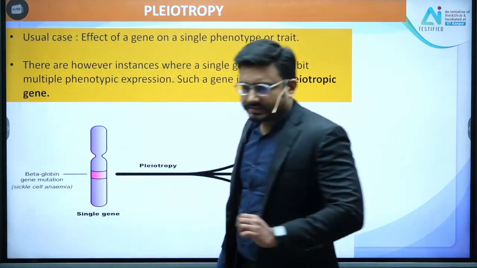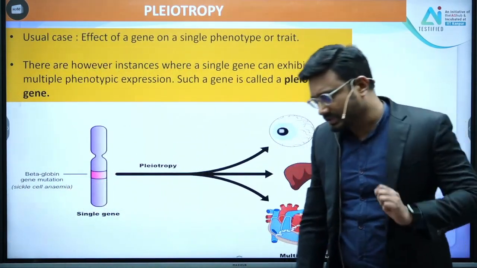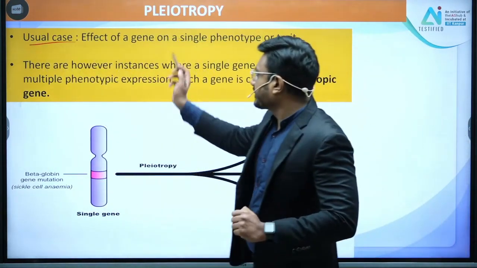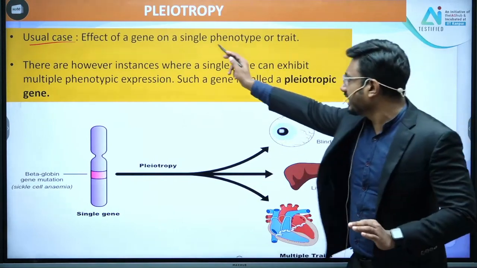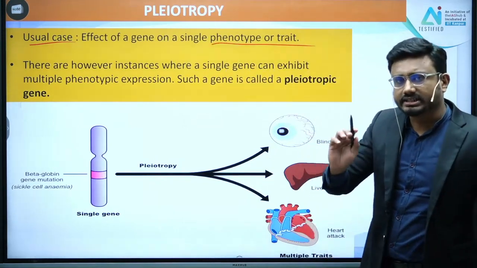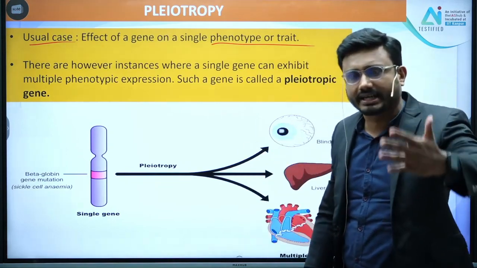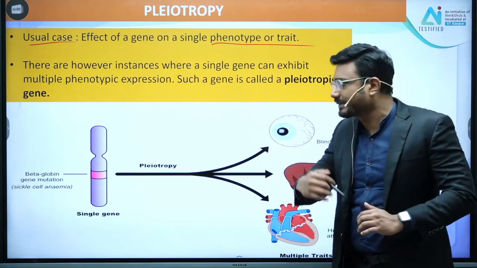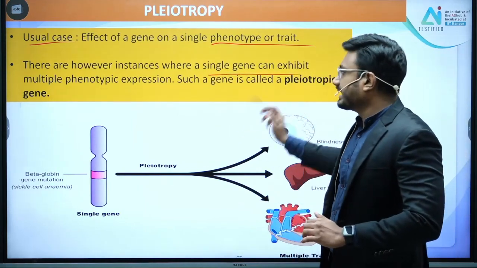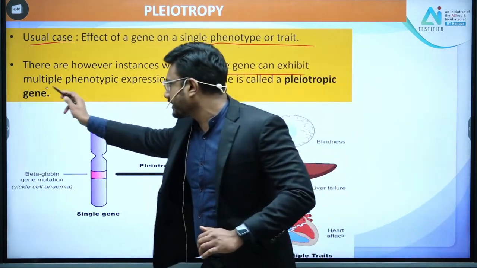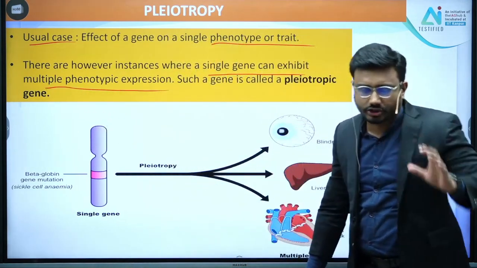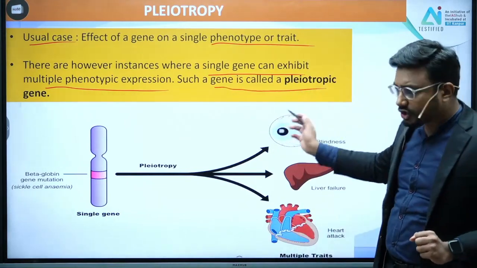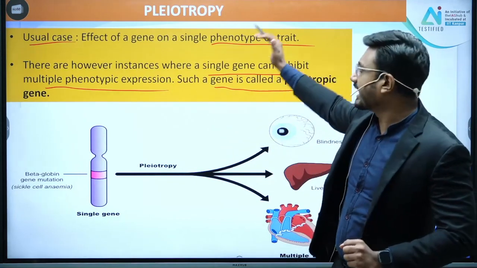So pleiotropy is a very important concept in this chapter. Now let us understand this. In the usual case, the effect of a gene is on a single phenotype or trait. A single gene influences a single phenotype or trait. That is the usual manner. But in the case of pleiotropy, a single gene can exhibit multiple phenotypic expressions. A single gene is controlling multiple phenotypic expressions. Such a gene is known as a pleiotropic gene, and this phenomenon is known as pleiotropy.